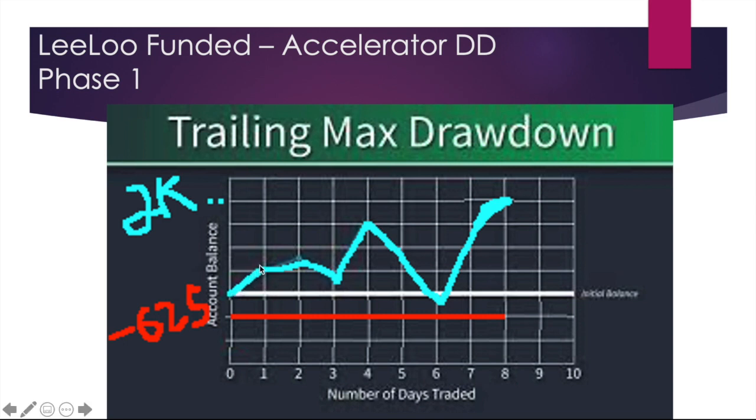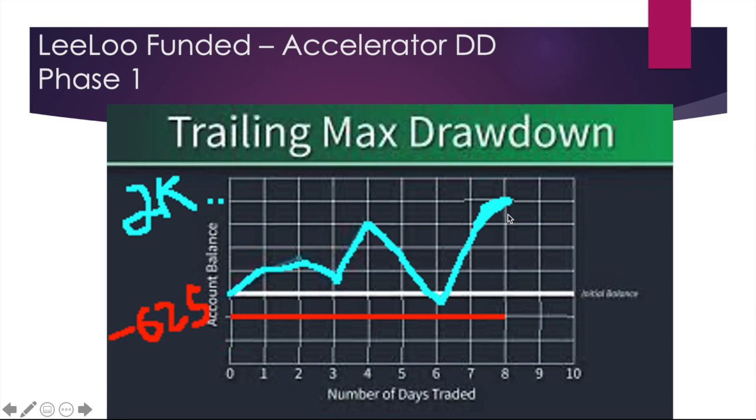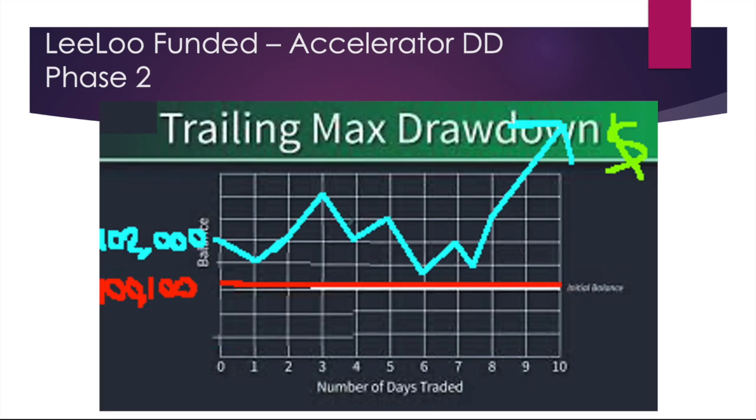So that's what happened here. A profitable day, a small losing day, a big winning day, a huge losing day, but you didn't touch this. You're just kind of below the 100,000. Then a big, huge winning day, you hit the target. You stop trading, you email support and say, hey, I just finished phase one. Within a day, they email you back and say, congrats, you're ready to go on phase two.